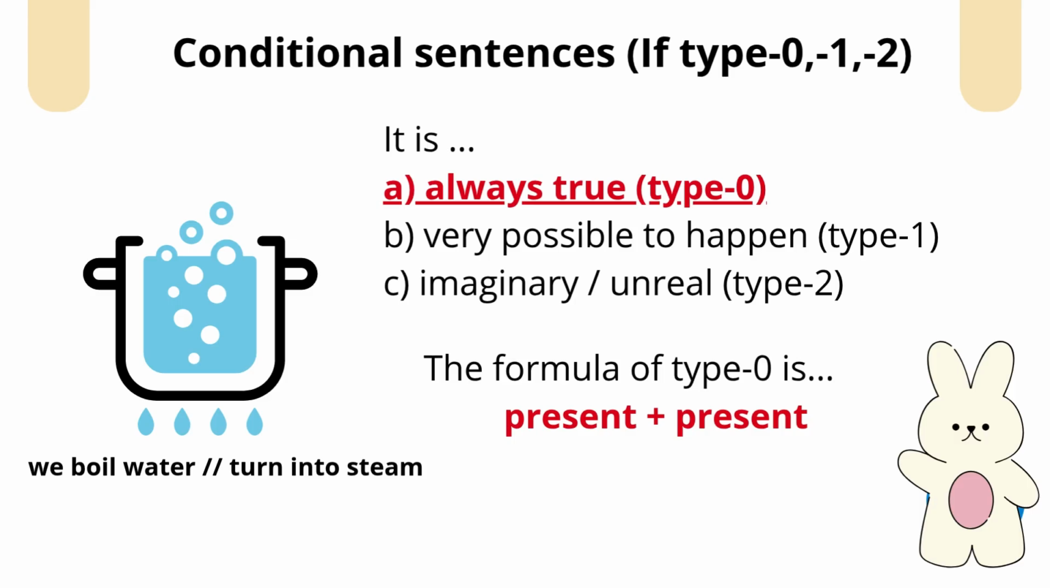As we know that no matter how many times we boil water, it always turns into steam. And that's why it is type 0, because it's always true. Then the second step will be recalling the formula of type 0, which is present tense plus present tense.